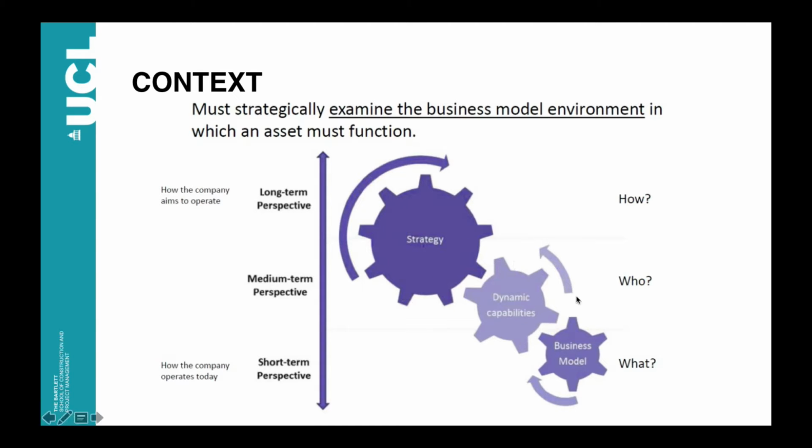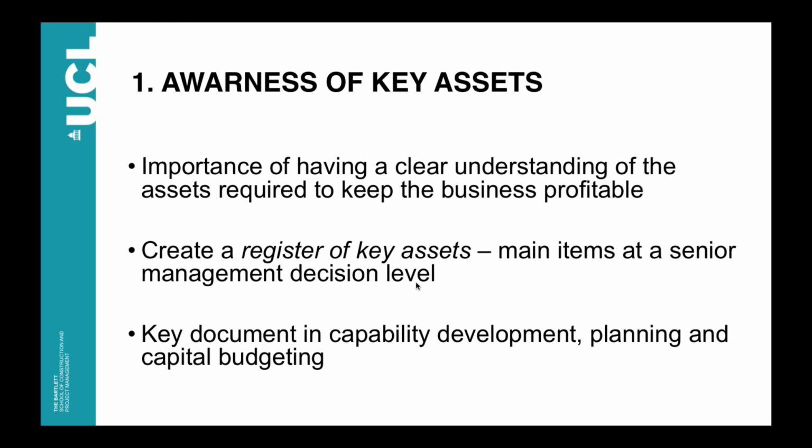So the main idea here is that we need to know pretty well our assets and monitor their condition, working processes, configurations, and changes in order to make sure that they are generating the capabilities and making the strategy work. So the first step is to have a clear understanding of the assets which are required in order to keep the business profitable, in order to make the business model work and engage with capabilities and organizational strategy.